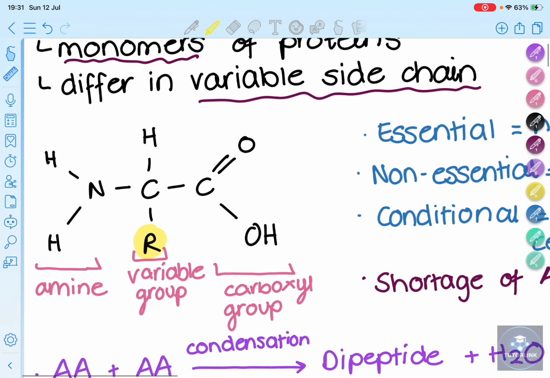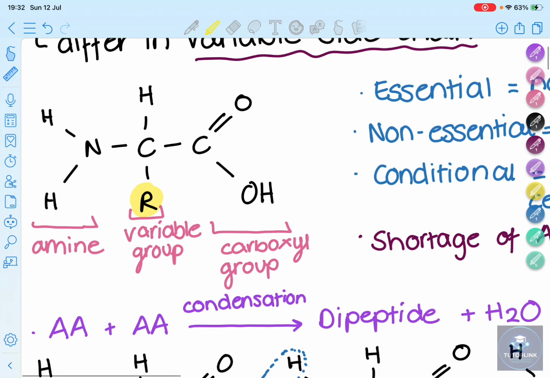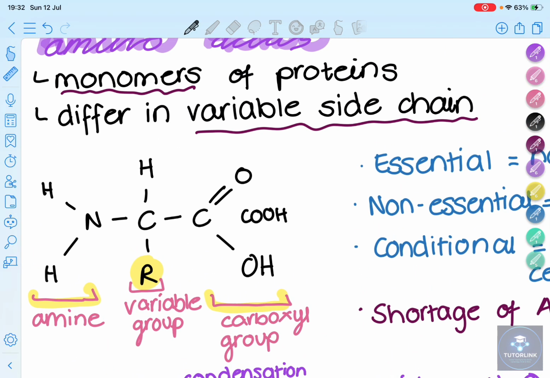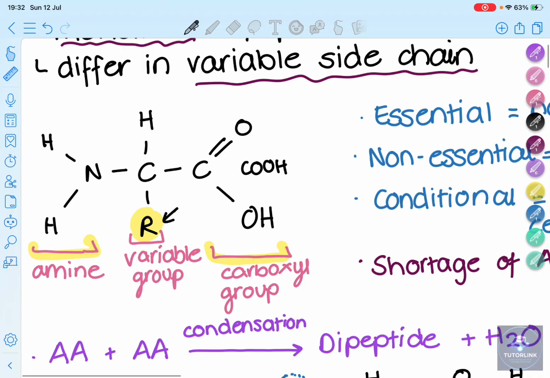So let's look at the basic structure of amino acids. We have an amine group, which is this NH2. Then we have this carboxyl group, which is C double bonded to oxygen and then bonded to an OH. So COOH is how you can remember it. All right, so this is the basic structure of amino acids. And like we said, they all differ in their R group, which is the side chain.